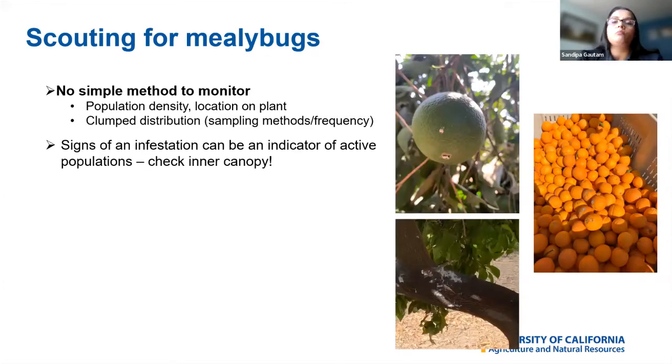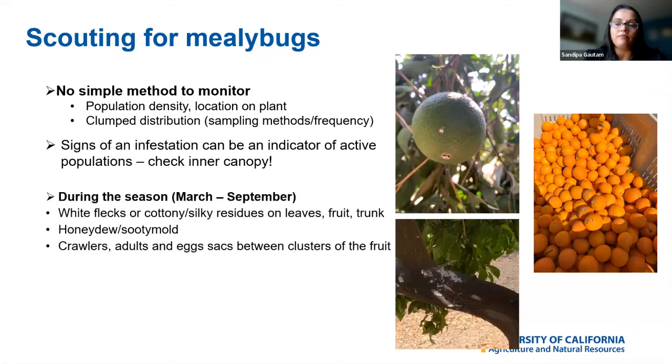Now, moving on to scouting and monitoring for mealybugs. This is very important from a pest management perspective, to know when the pest is present, where it is present, and if it is present or not, in order to make management decisions. There are no simple and effective methods to visually monitor for mealybug, as the process can be very time consuming and laborious. Accuracy of sampling depends on population density and distribution, especially because this species tends to have a clumped distribution in the initial stages of infestation. But the point to remember here is that signs of an infestation can be an indicator of an active population, and always check the inner canopy. That's where they are usually present, and by this time of the year, they would be on fruit.